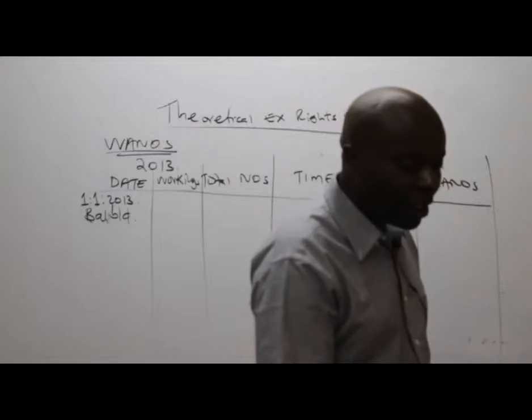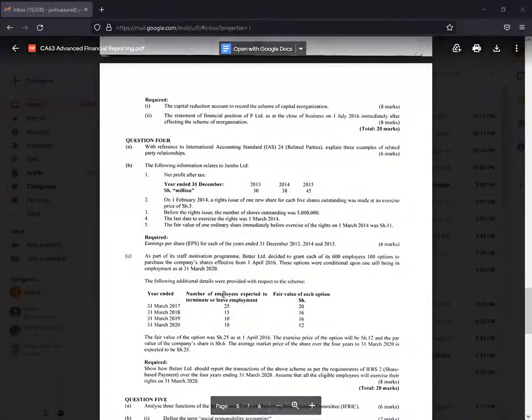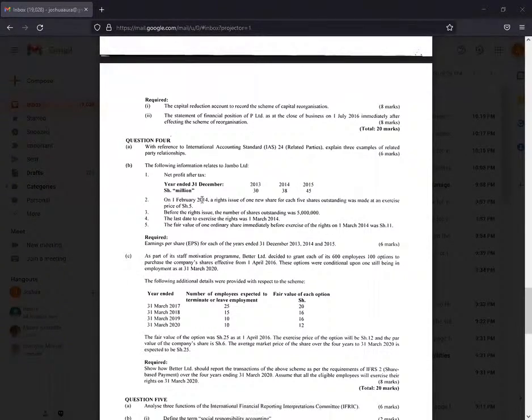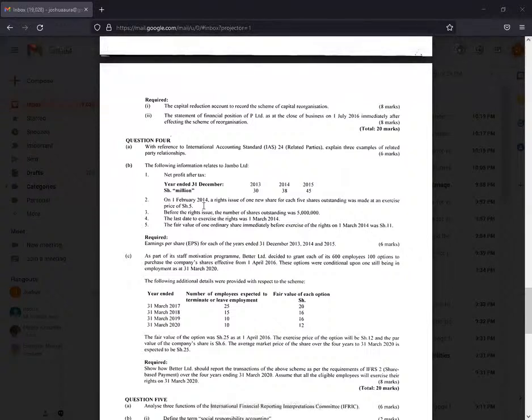So 2013, ladies and gentlemen, this is what we have. You can see the year is ending 31st December. You are told, on 1st February 2014, a rights issue of 1 new share for each 5 shares outstanding was made at an exercise price of 5. So, ladies and gentlemen, this is a transaction that took place in 2014. It will not affect us in 2013.